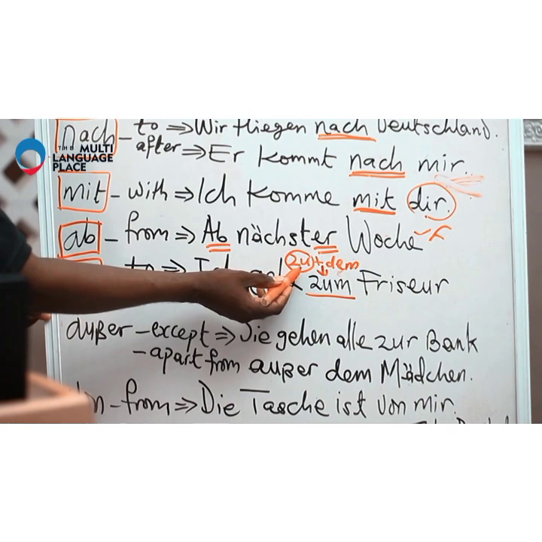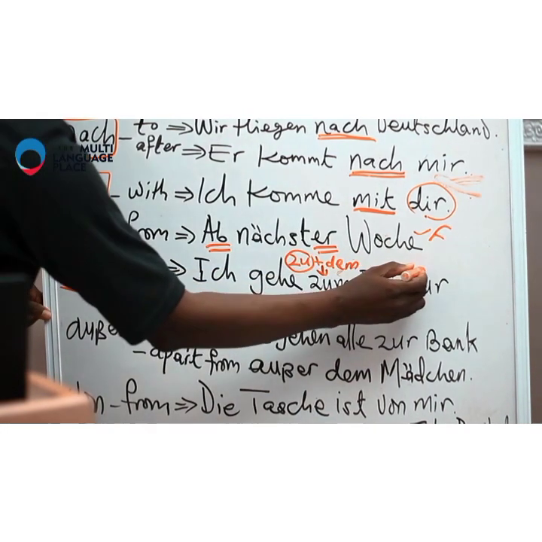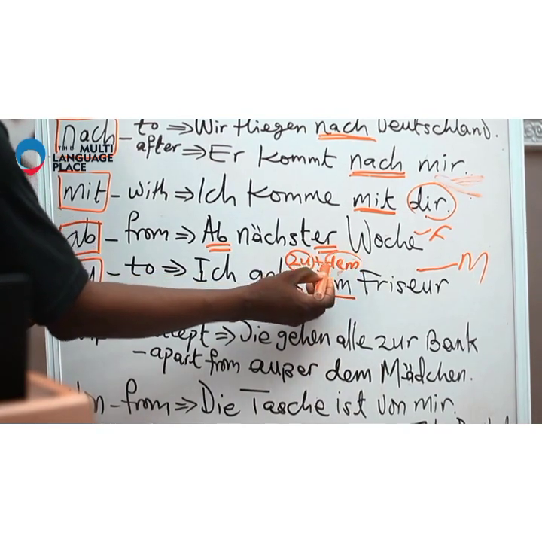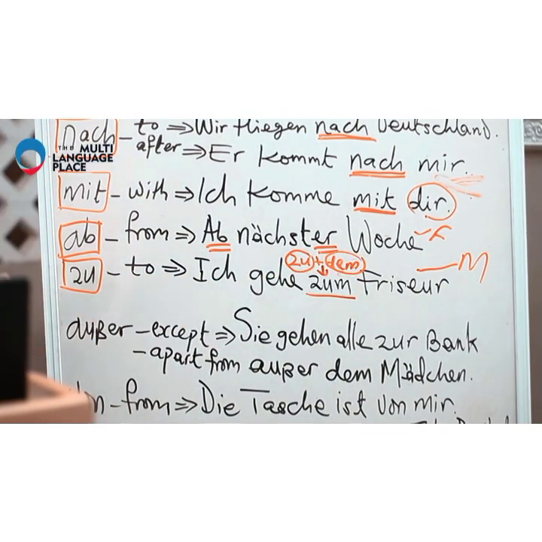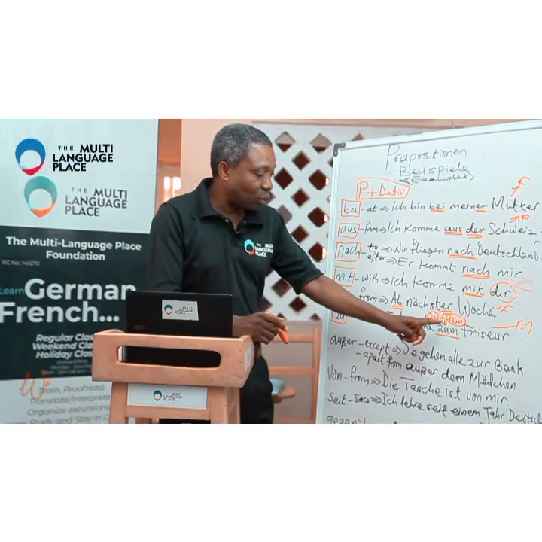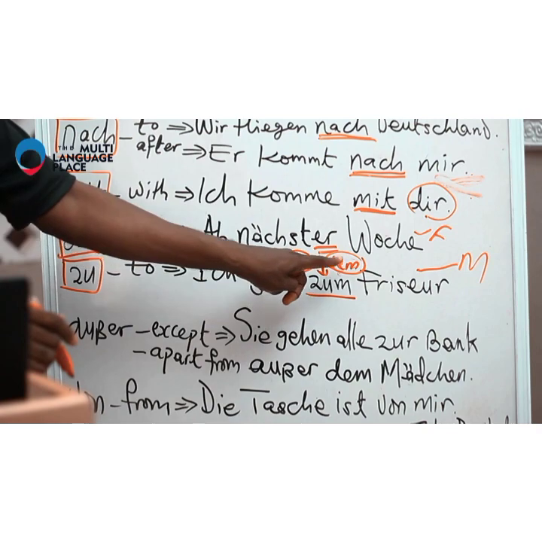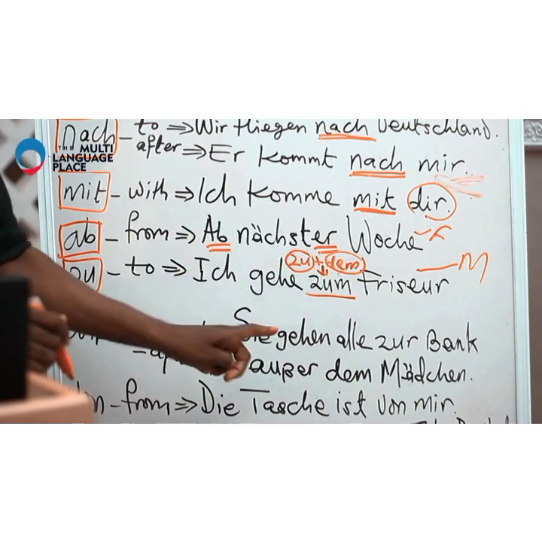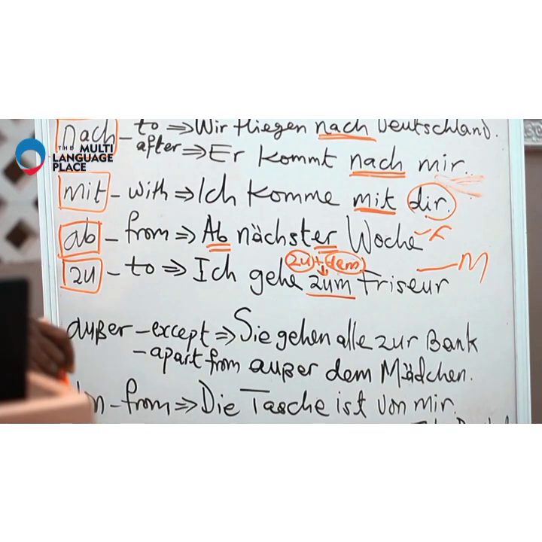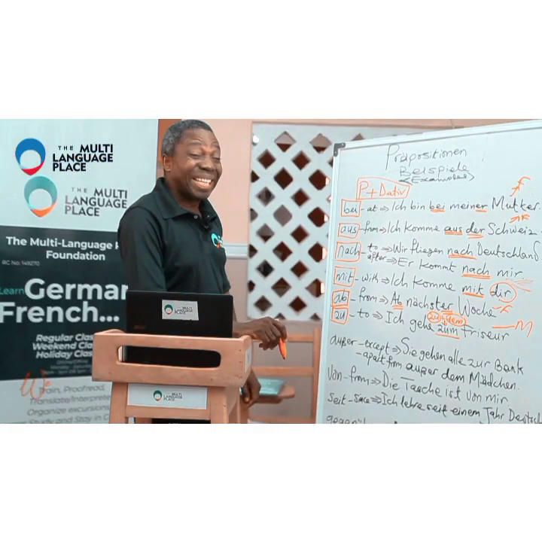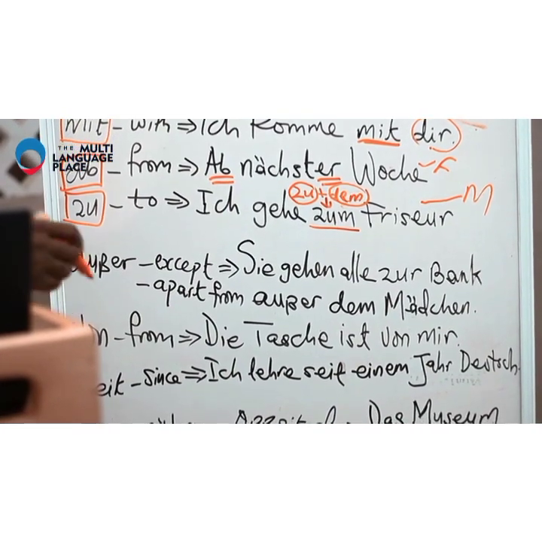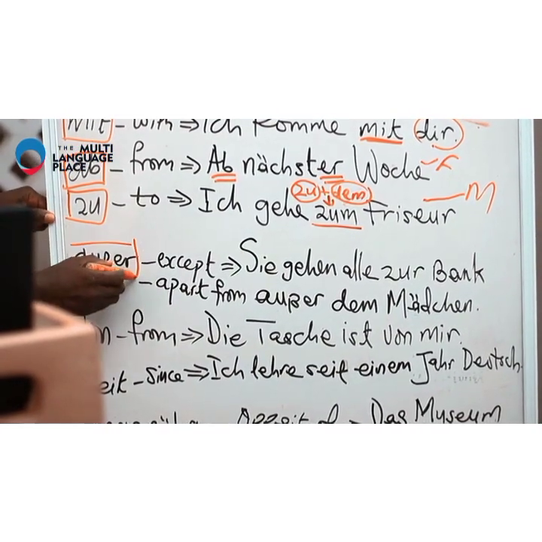So immediately after zu, we see this is masculine, then we have to look for the equivalent dative masculine singular article, which is dem. But dem together with zu is not allowed in German, so it is transformed to zum. So I repeat, ich gehe zum Friseur. Ich gehe zum Friseur.